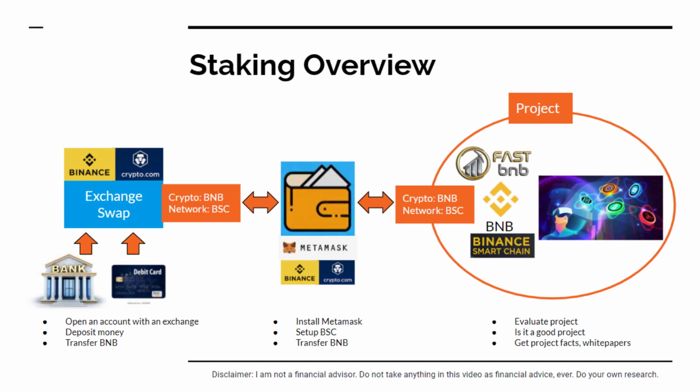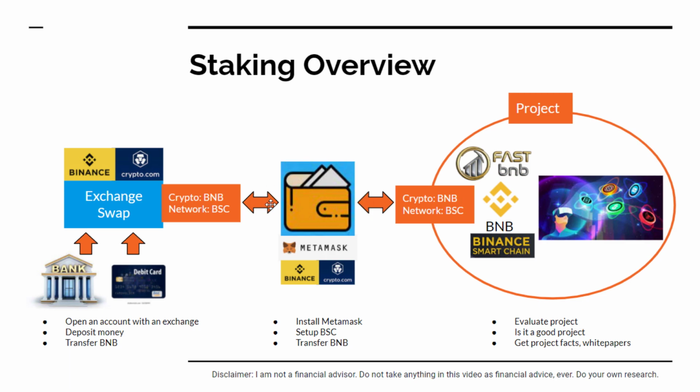So as I talked before, when you consider staking a project like FastBNB, you want to make sure you understand what token your project is working on. In this case, it's working on BNB and the BSC Binance Smart Chain network. You need to make sure your wallet also supports BNB and the Binance Smart Chain network, because then you can easily transfer, withdraw, and deposit.